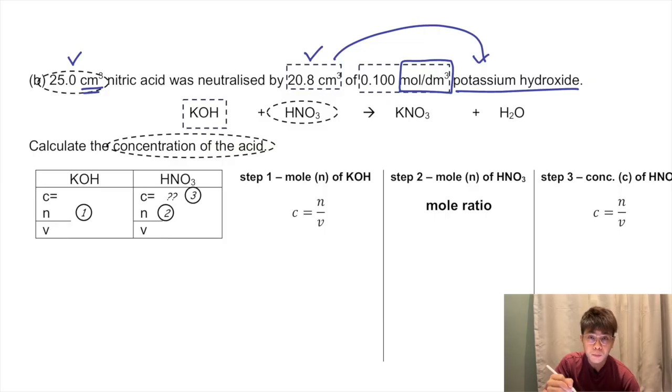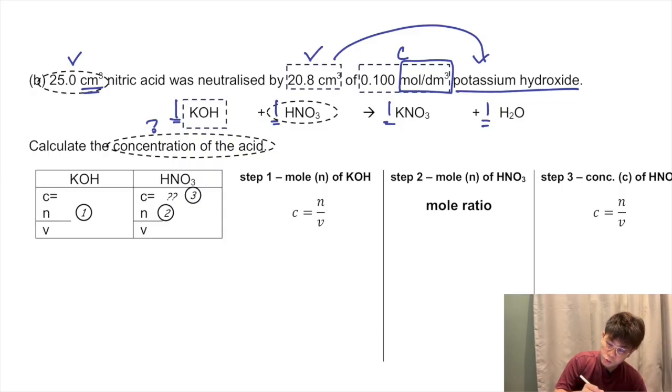Next one, 0.1 mole per dm cube. This is a concentration of potassium hydroxide. And finally, the question mark here is that I want to find the concentration of the acid. The acid will be nitric acid. So remember M, U, N, Q. First one is the mole ratio. The mole ratio would be 1:1. I already analyzed the units to see what is V, what is C, and now I'm going to record down the numbers.